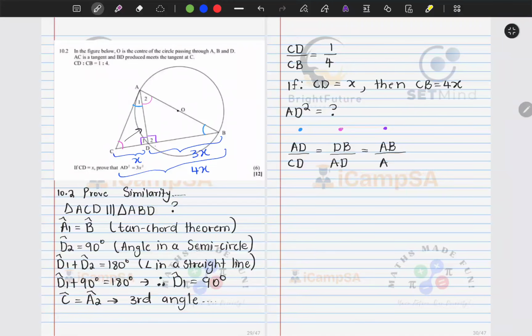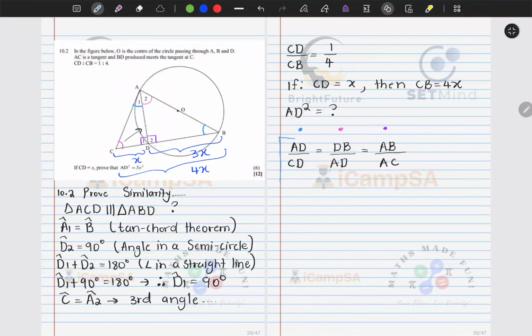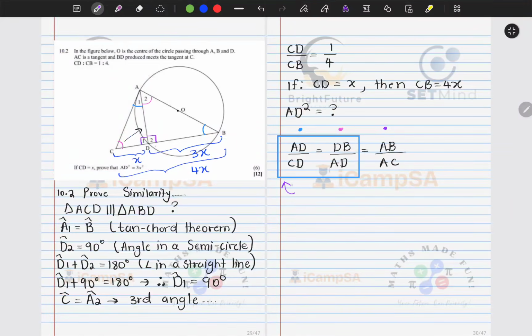Okay, but if you look carefully, we're interested in the part that has AD. So this means that our focus is just going to be on this one. Okay, so that is where our focus is going to be. So if you quickly cross multiply this, you will see it will simplify. So let's cross multiply.